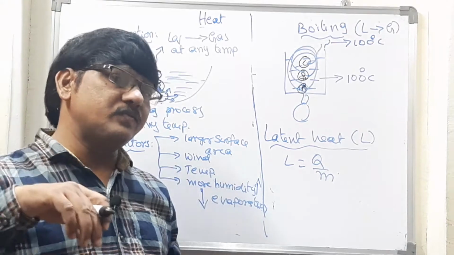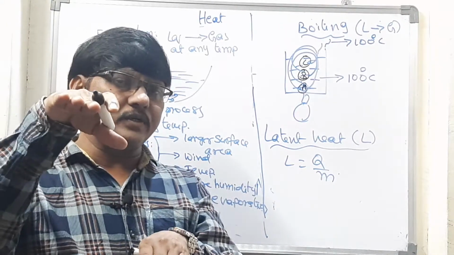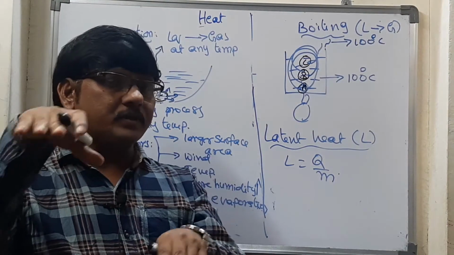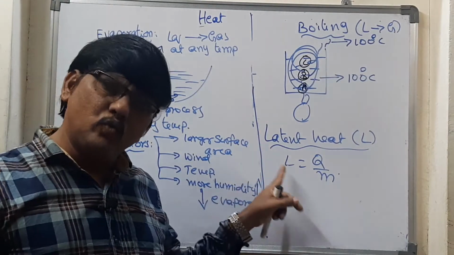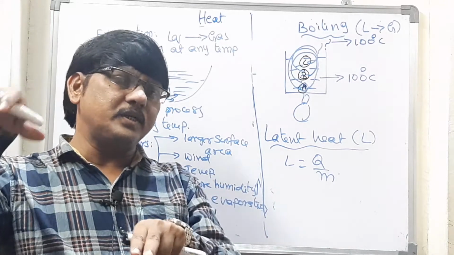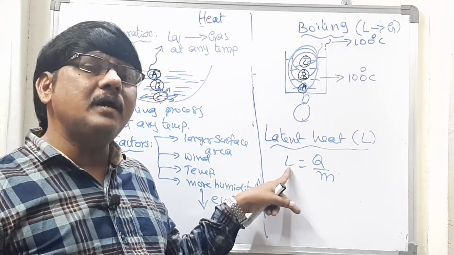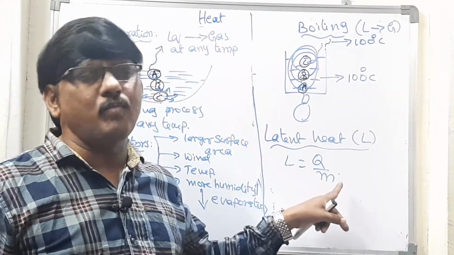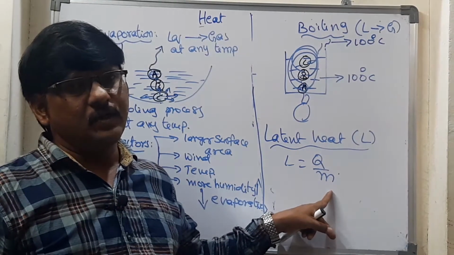Before, we learnt about specific heat, that is for change in temperature. Specific heat is for a change in temperature. But the difference is that latent heat is for a change in the state of a substance at a constant temperature.